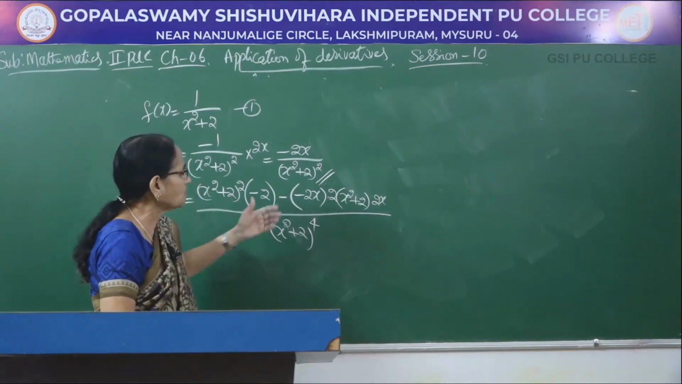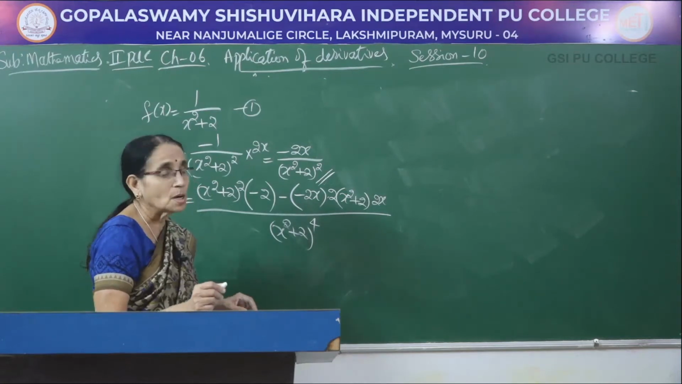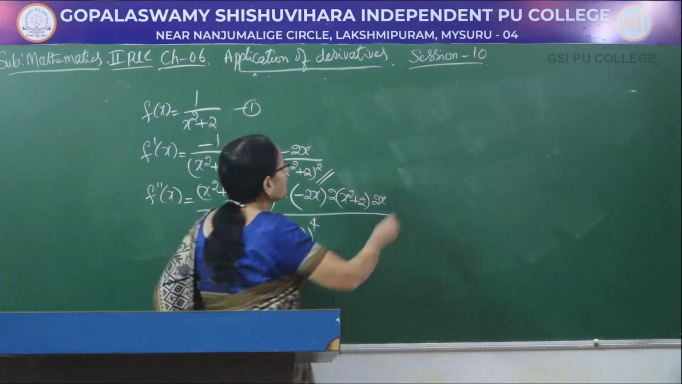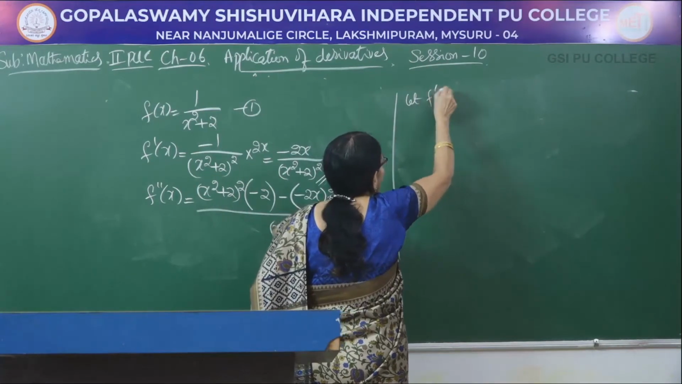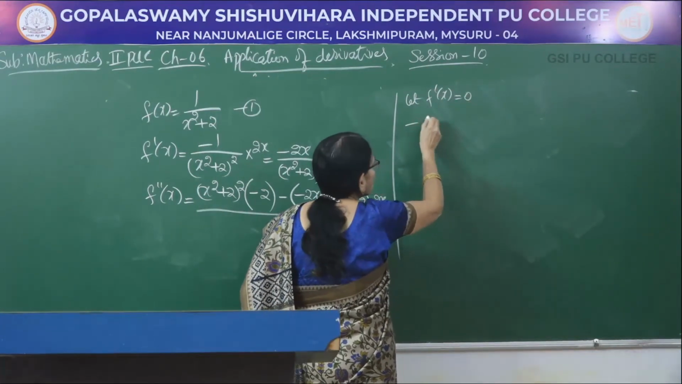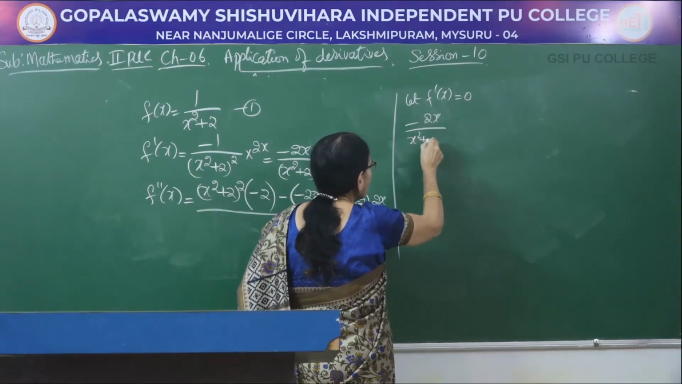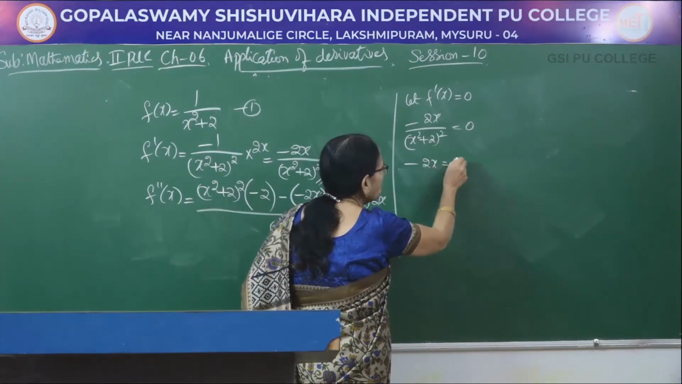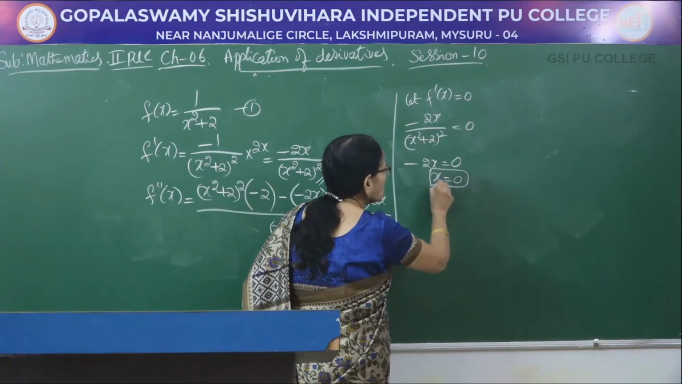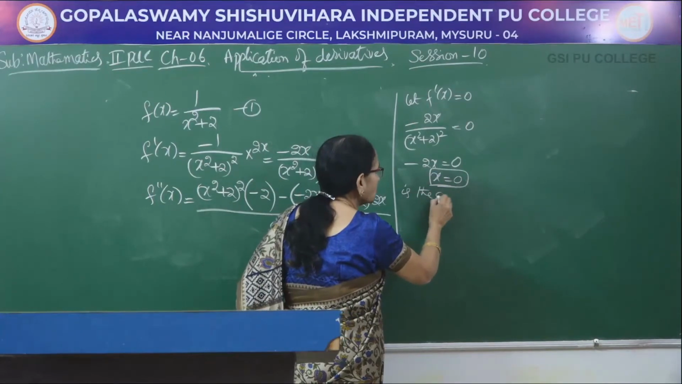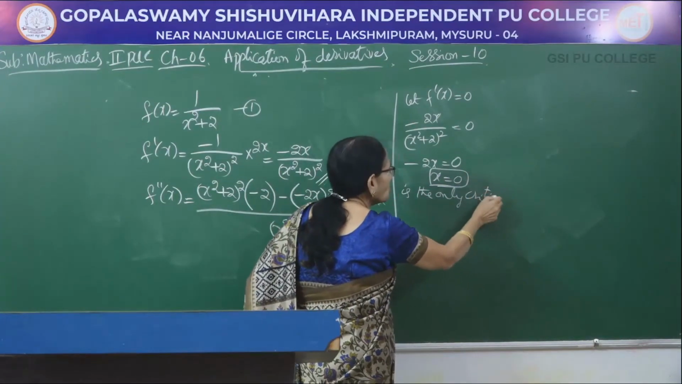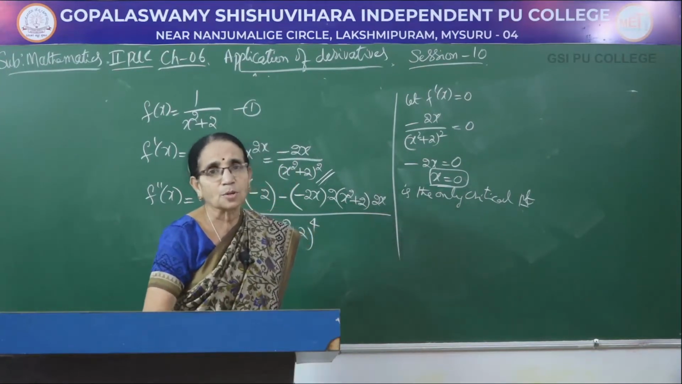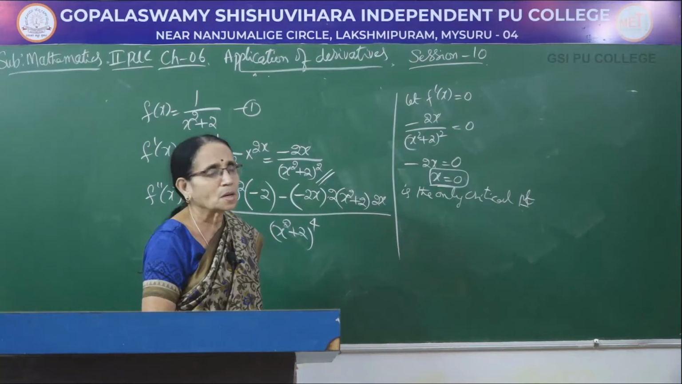Now, you need not simplify this one, because our problem is to find out whether the second derivative would be negative or positive at the critical point. So, first let me calculate the critical point. Let f dash x be equal to 0. What is f dash x? Minus 2x divided by x square plus 2 the whole square equal to 0. On cross multiplication, minus 2x equal to 0 implies x is equal to 0. So, x equal to 0 is the only critical point. In this case, we got only one value. See, in the previous problem, we got two values, but one was a negative value, so we took only one value. Here, we are getting only one critical point.